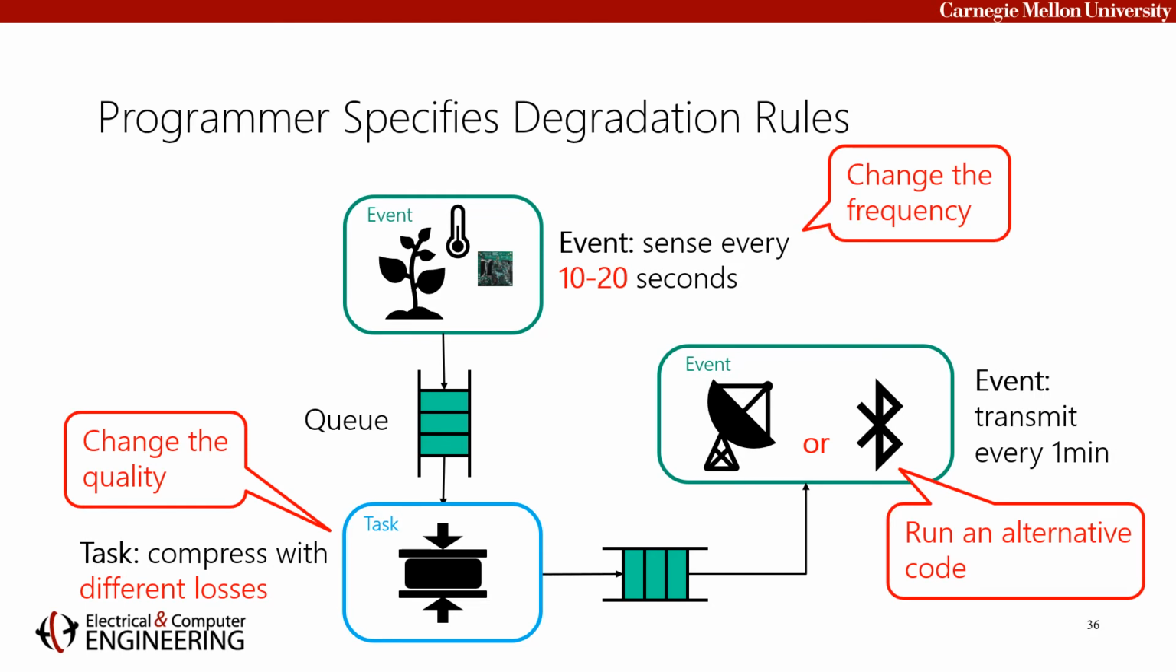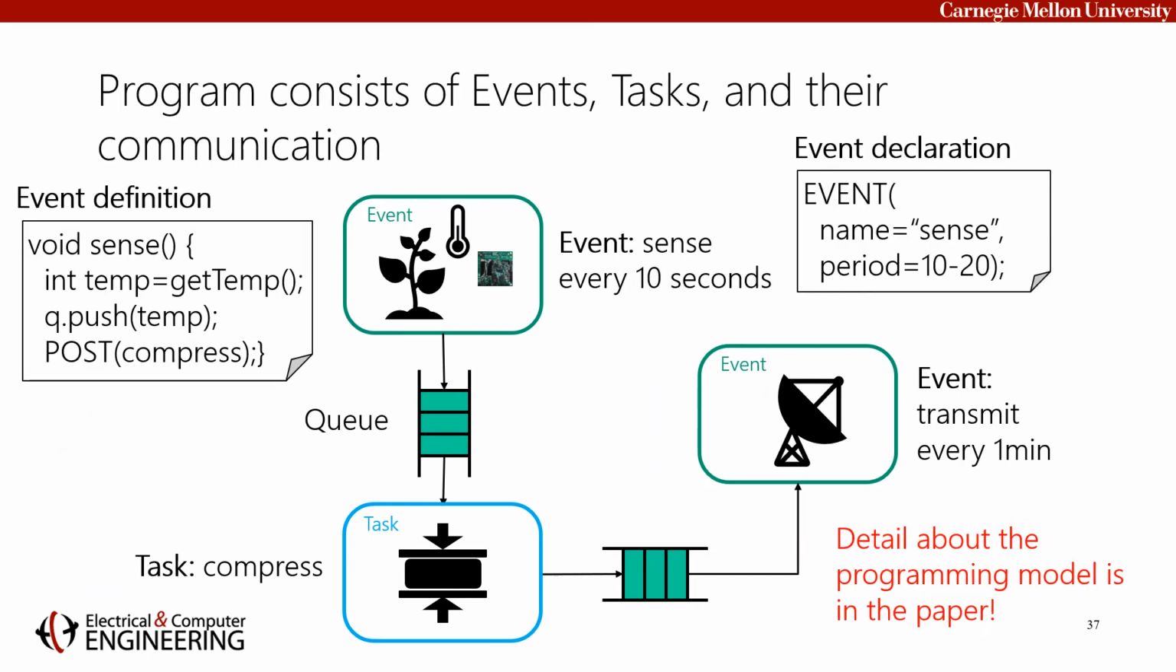In CatNap, the programmer can also specify how the program can be degraded in case the incoming power is too low to keep up with the schedule. For example, the programmer can hint the system to decrease the frequency, the quality, or even run an alternative code that uses less energy. The programmer defines events and tasks just like a C function. Events or tasks can be initiated by other events or tasks, or can be run periodically with a programmer declaration. You can see more details about the CatNap syntax in the paper.